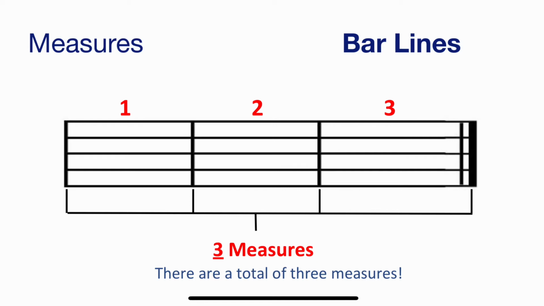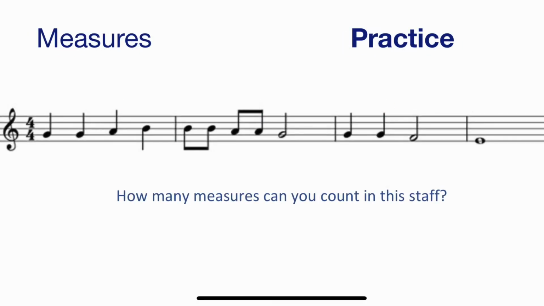Here we have another staff, and it may look a bit different from what we've seen before. See if you can count how many measures there are. First, take your finger and try to touch each bar line that's in the staff. Remember, the bar line is a vertical line that goes straight down across the 5 horizontal lines in the staff. Next, after that, try to count how many spaces are in between those bar lines.